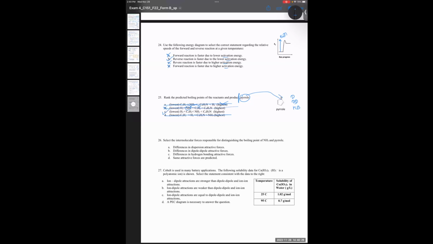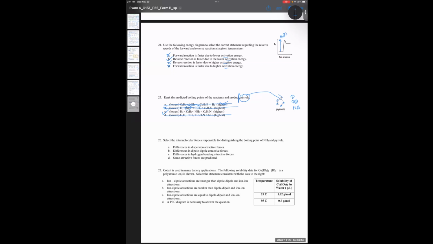Why would pyrrole have a higher boiling temperature than NH3, even though they both have dispersion, dipole, and hydrogen bonding? Because it has stronger dispersion forces. It has more electrons and greater surface area of contact, because we have trigonal planar carbon atoms over here. So that's another thing we can think of. Anyway, option C should be the correct answer here.